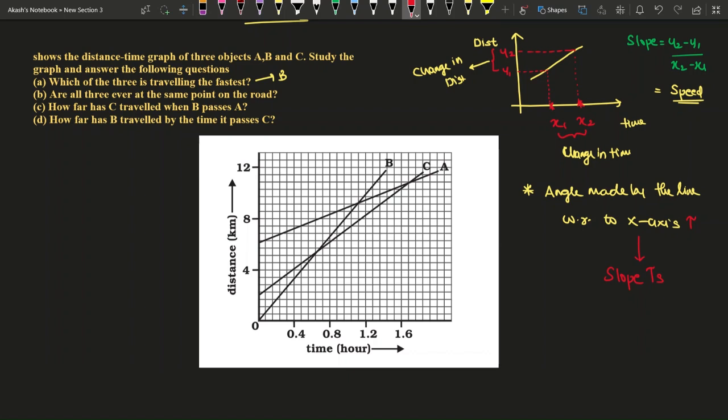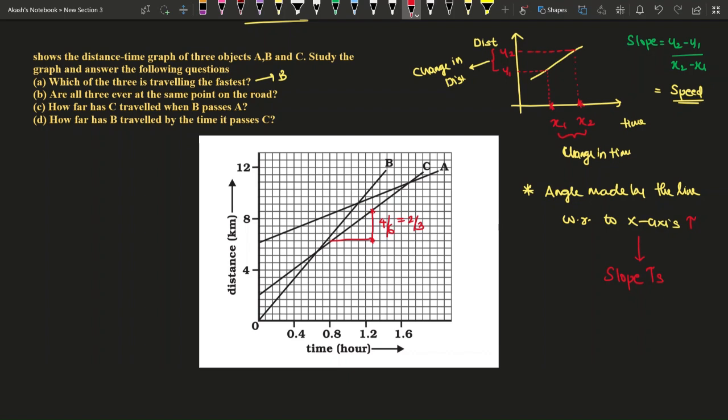For example, consider curve C. If you consider this point and this point, these two points, this is the change in y-axis and this is the change in x-axis. In the change in y-axis, how many boxes are coming? 1, 2, 3, 4. 4 boxes. Change in x-axis: 1, 2, 3, 4, 5, 6. 4 by 6, which is equal to 2 by 3. So the slope of C can be given as 2 by 3. It is not an accurate measurement, just for ease of calculation.